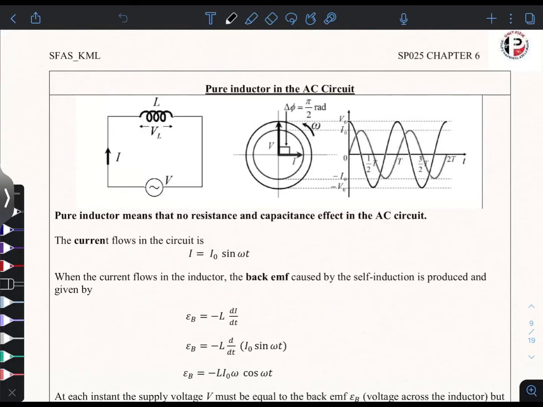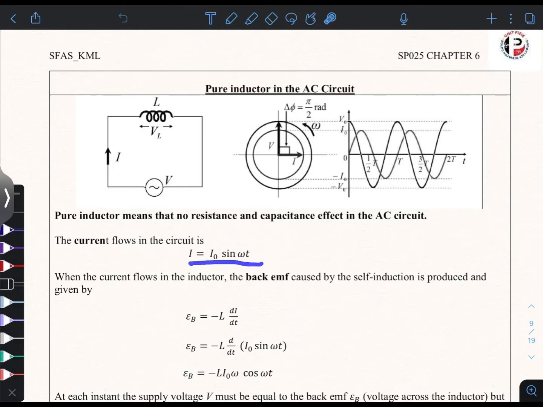Assalamualaikum and hi. So now we are going to look at pure inductor in an AC circuit for chapter 6. What we have here is our circuit connected to an AC power supply across an inductor. Pure inductor means that there are no resistance and capacitance effects in the AC circuit. That means we do not have any resistance or any capacitance present in the circuit. We only have the inductor.